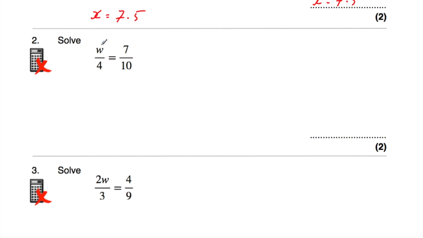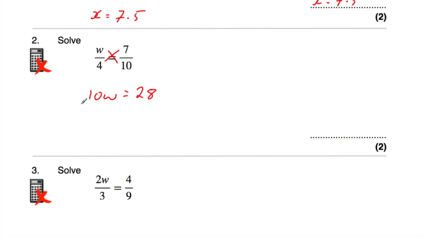Question number 2 says solve w over 4 equals 7 over 10. Again, let's use cross multiplication to solve this because we've got a fraction equaling another fraction. So this numerator times that denominator, w times 10 will be 10w, will be equal to this numerator times that denominator. So 7 times 4 is equal to 28. So we get 10w equals 28.